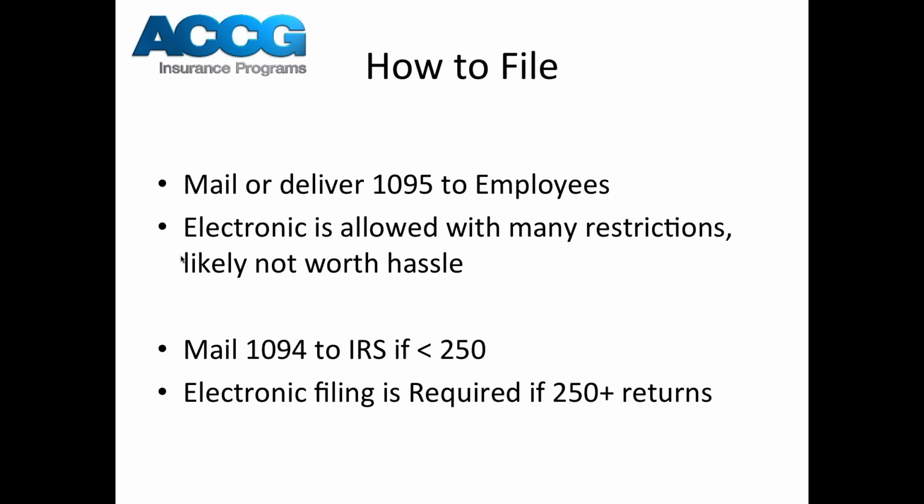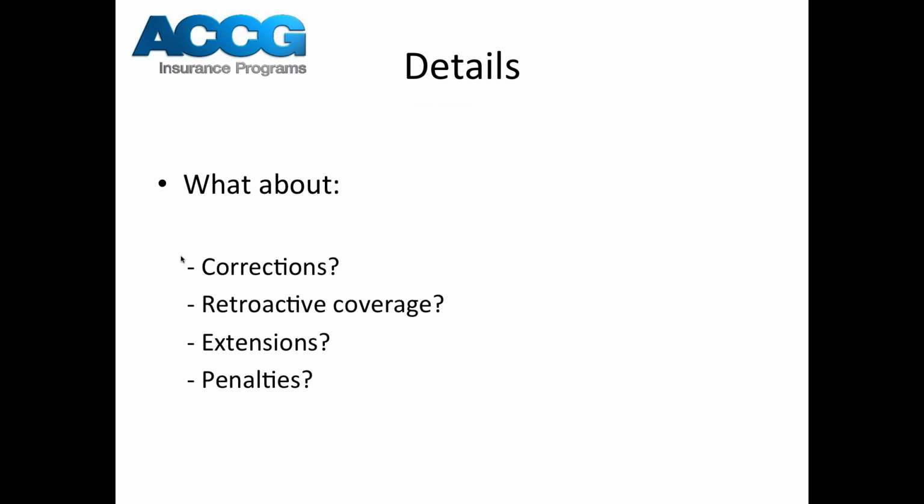You have to do something that lets them prove that they can receive electronic stuff. You have to allow them to rescind it at any time, and you can't require them to do it at all. And by the time you look at all the rules, I think most counties will decide it's not worth the hassle of keeping track of and just mail or deliver it like you do the W-2. The 1094 has to be mailed to the IRS if there's less than 250 of them. But if you have 250 or more, you're required to file them electronically.